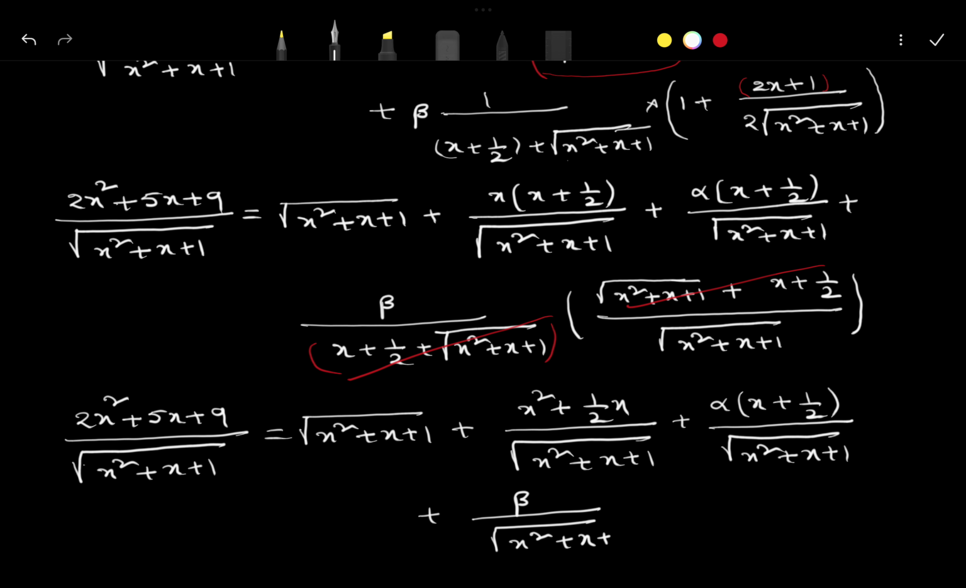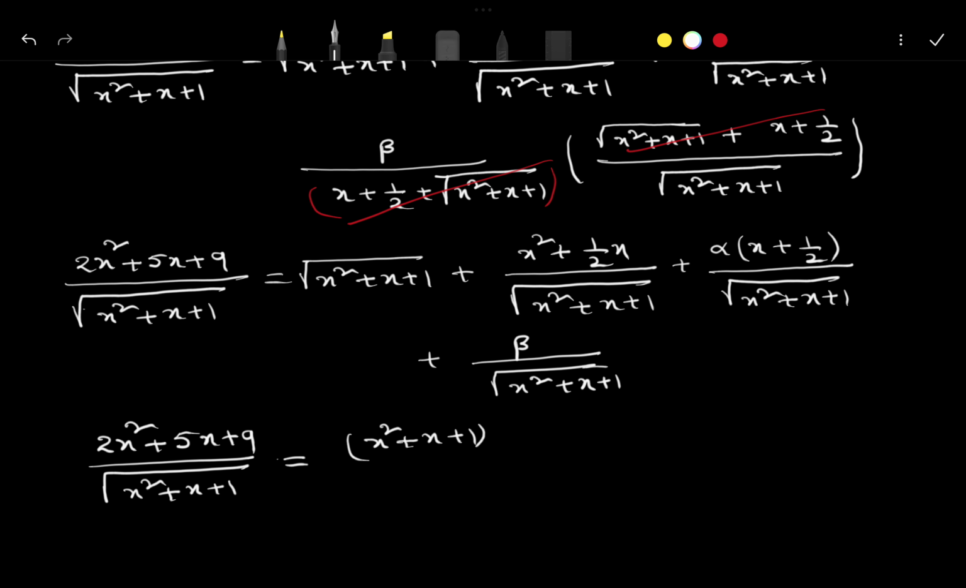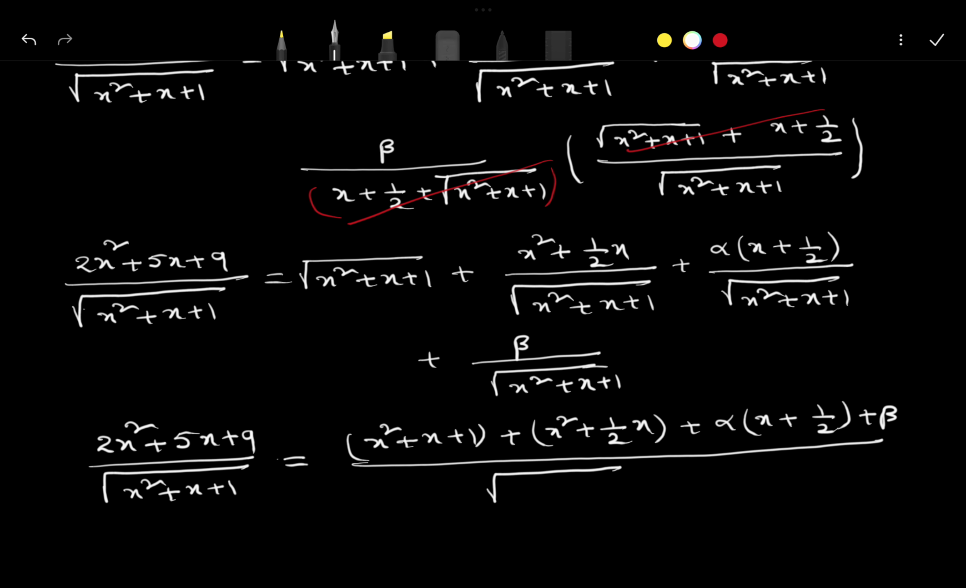Now you take the LCM on both sides. Here the left hand side value will be (2x² + 5x + 9) divided by √(x² + x + 1), is equal to, right side after taking the LCM, (x² + x + 1) plus (x² + x/2), that is 1/2 x, plus α(x + 1/2), plus β, divided by √(x² + x + 1).